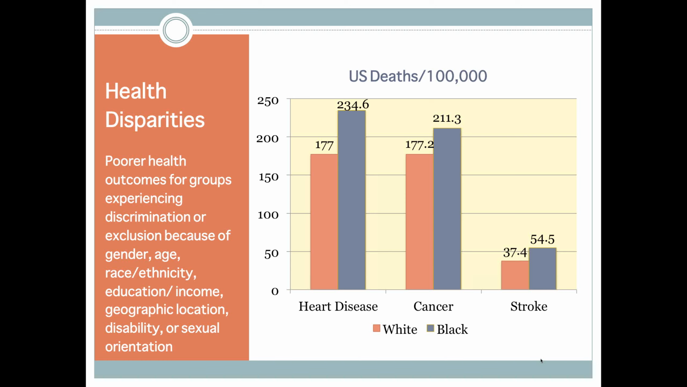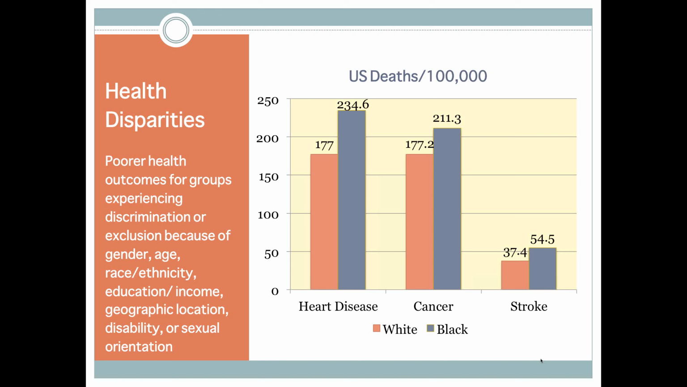I want to talk a little bit about health disparities. When we look at the leading causes of death, heart disease, cancer, and stroke, and we see how those death rates are distributed by race and ethnicity, we see a pattern of health disparities. I'm showing white and black for the purposes of talking about health disparities, but health disparities exist among all populations of color. So I'm just showing on the graph white and black.